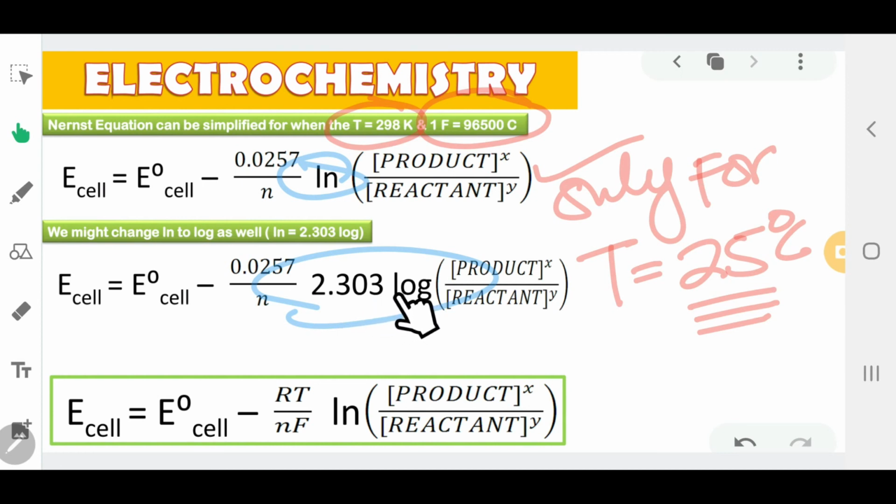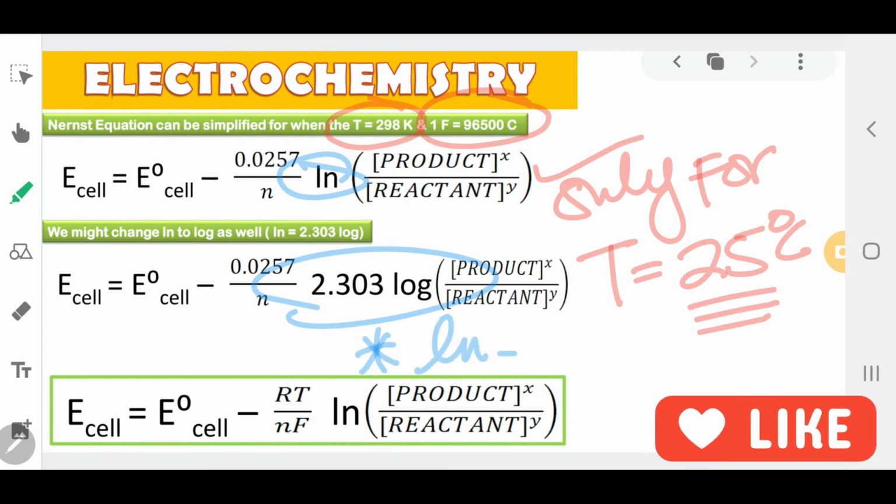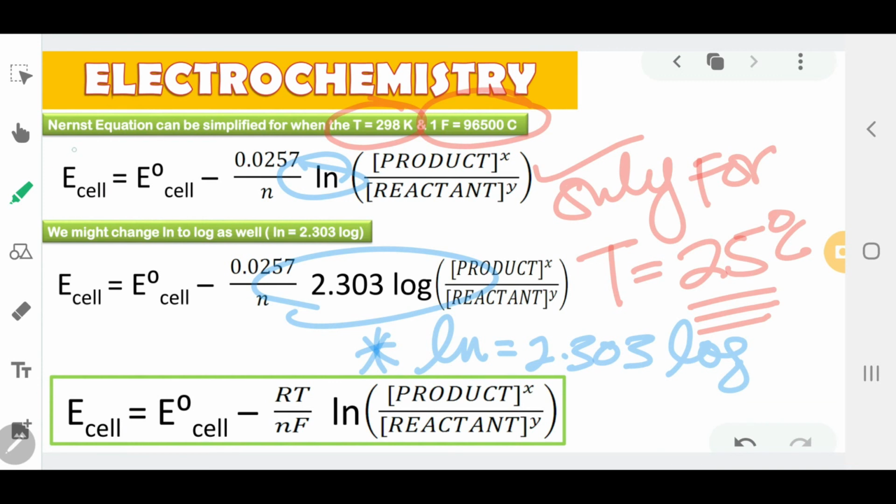So you have to be careful. If you want to use the real Nernst equation right there, you always remember to use ln instead of log. But if you prefer to use log instead, you need to remember that ln equals 2.303 log. Let me write that down there. So you need to remember that ln equals 2.303 log.